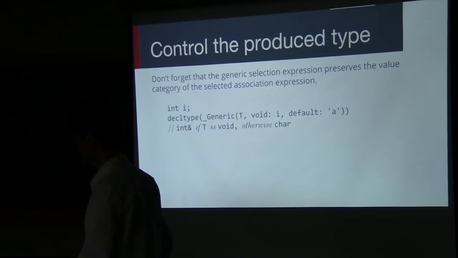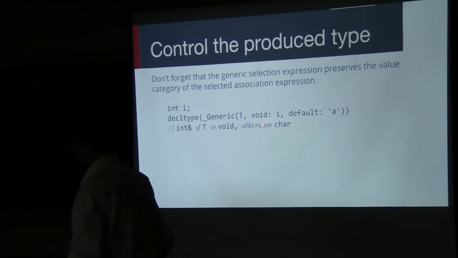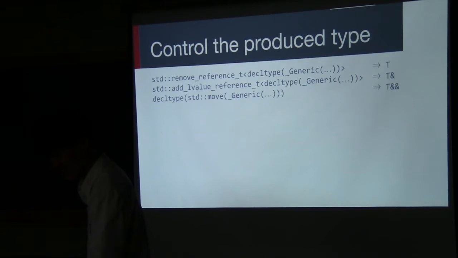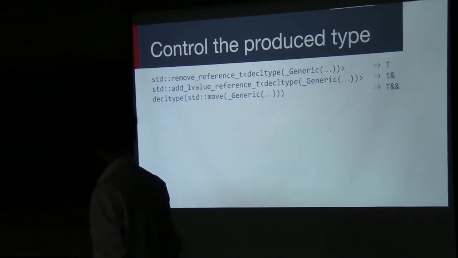I didn't think T was allowed to be void, though, because that's an incomplete type. Oh, oops, bug. Sorry. I'm going to fix my slides later. That's horrible. Void is not allowed in that case. Void star. Yeah, smart.